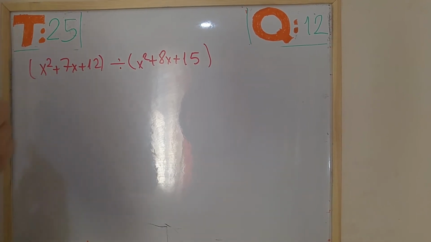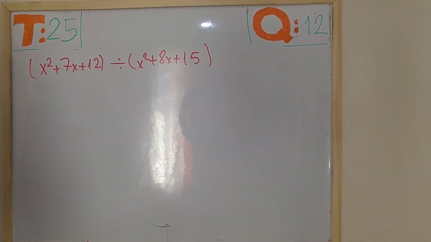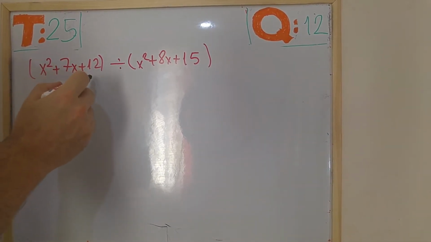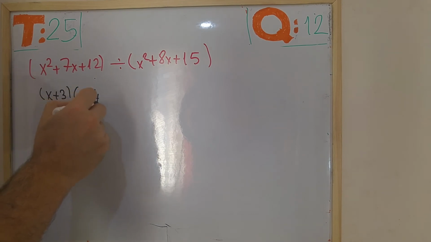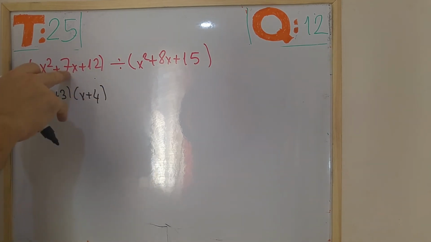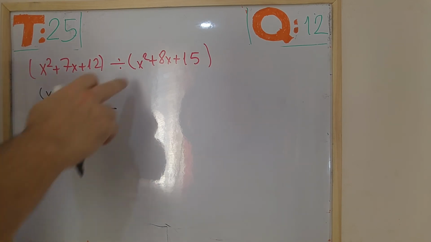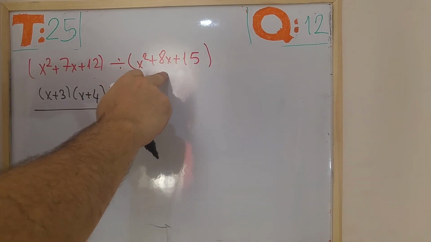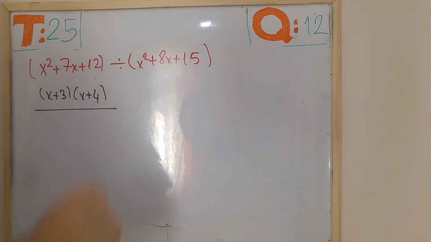Let's see. First polynomial. There must be two numbers that their multiplication is 12 and their sum is 7, which could be only 3 and 4. 3 plus 4 is equal to 7. 3 times 4 is equal to 12. And about the second one here, there must be two numbers of which their sum is equal to 8 and their multiplication is equal to 15.